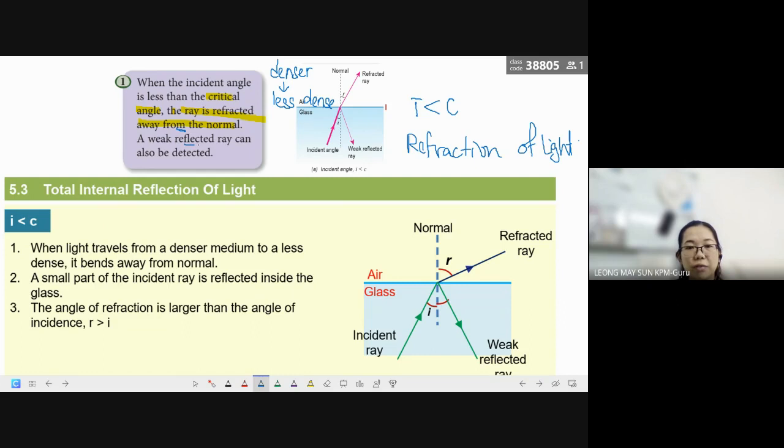So a weak reflected ray can be detected, because this is a boundary. When it's a boundary, reflection will occur also. In a real life situation, reflection will occur also.